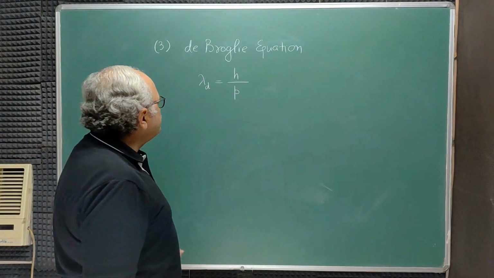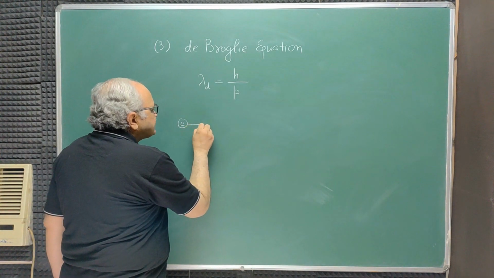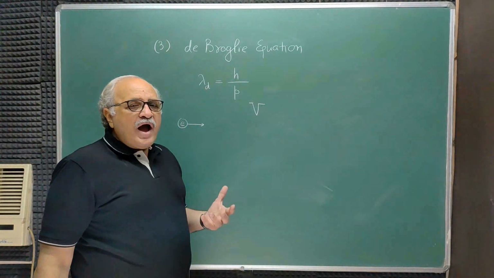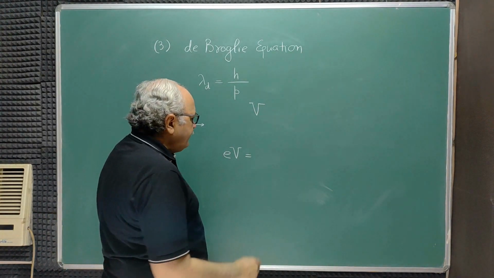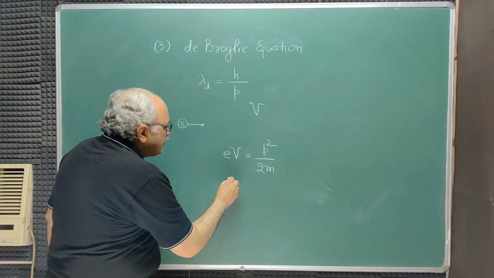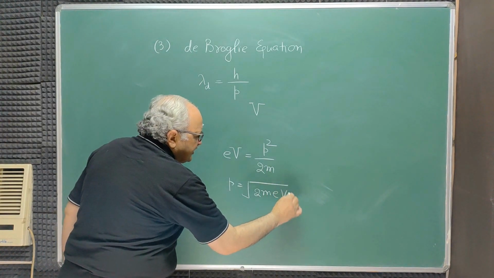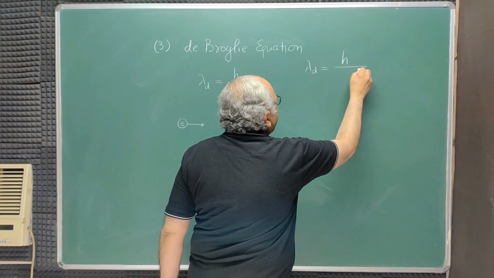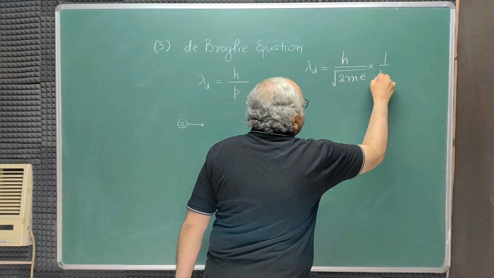Now, as a special case, sometimes we talk about a particle, say an electron, which is accelerated by a potential difference V. Obviously, in this condition, this electron will acquire energy equal to eV, and you can relate it to the linear momentum by the equation P squared by 2m, where P is the linear momentum. So the momentum is the square root of 2meV. Obviously, the de Broglie wavelength is therefore h divided by the square root of 2me, multiplied by the square root of V in the denominator.